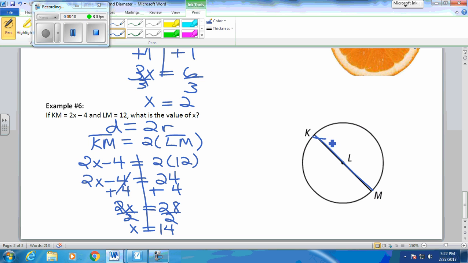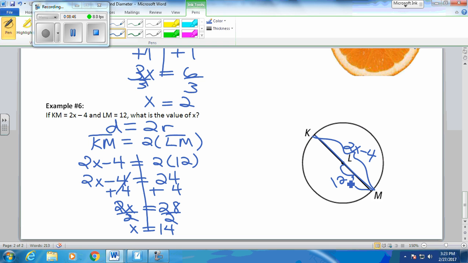So this whole thing is 2x minus 4, which is equivalent to 2 times LM, which they're telling me is 12. So I just wrote down what segment KM is compared to what LM is. LM needs to be multiplied by 2 to equal KM. So I now have substituted 2x minus 4 equals 2 times 12. I simplify, 2 times 12 is 24. Then I add 4, divide by 2 to get x equals 14.